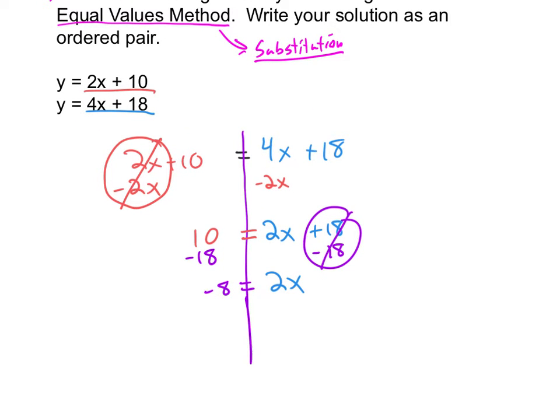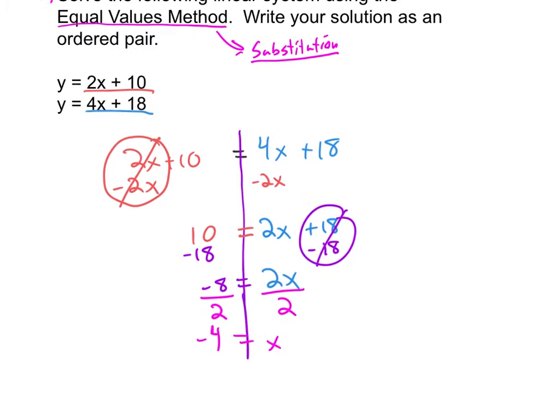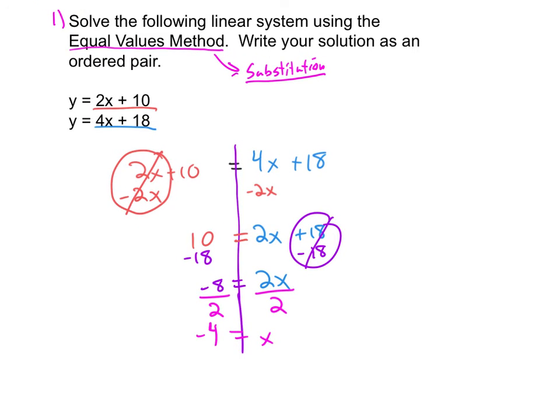Now my very last step: if 2x's, or 2x rectangles, is equal to negative 8 cubes, then I just need to split those negative 8 cubes into two groups to find out what 1x is. But if I'm splitting the left side into two groups, I need to split the right side into two groups, which will give me that x will be equal to negative 4. So this is one half of my solution here.